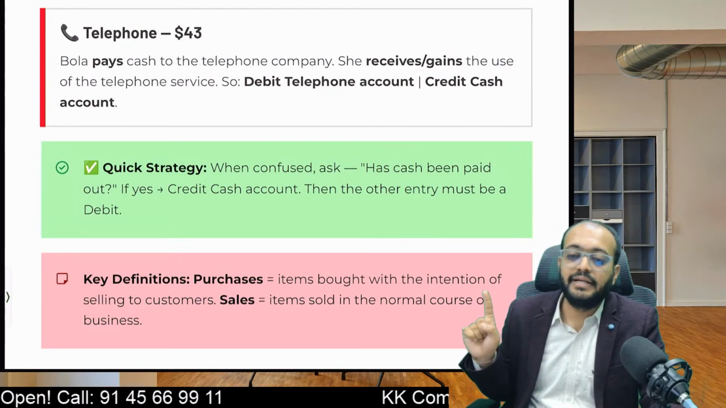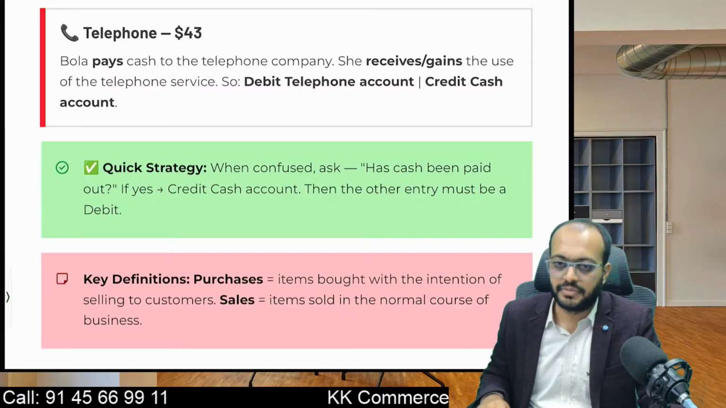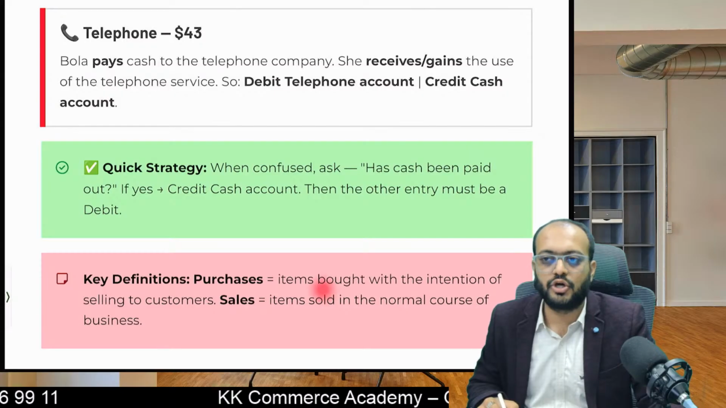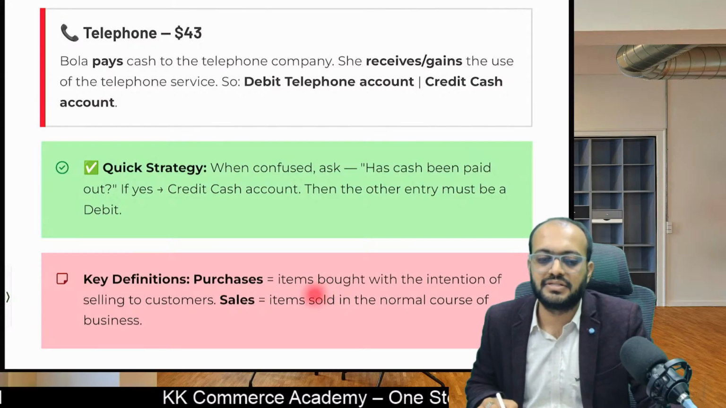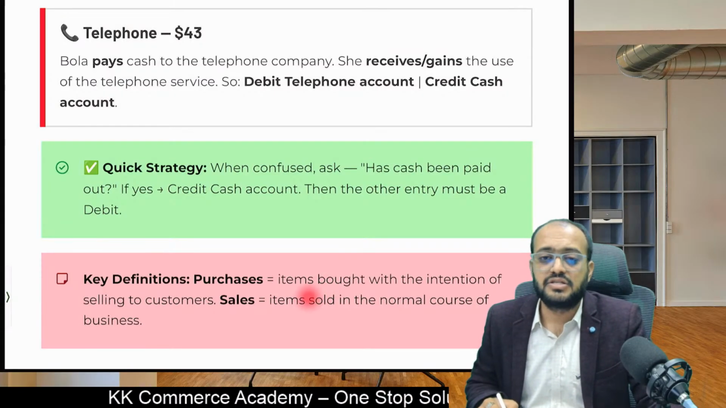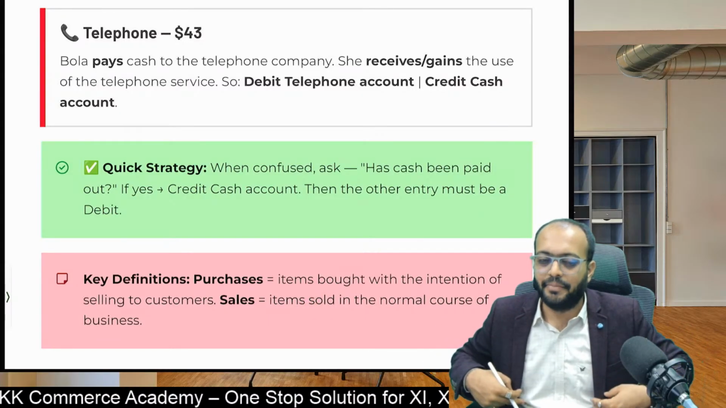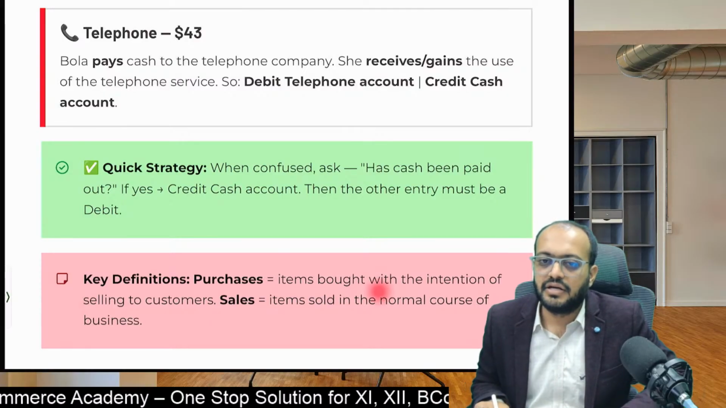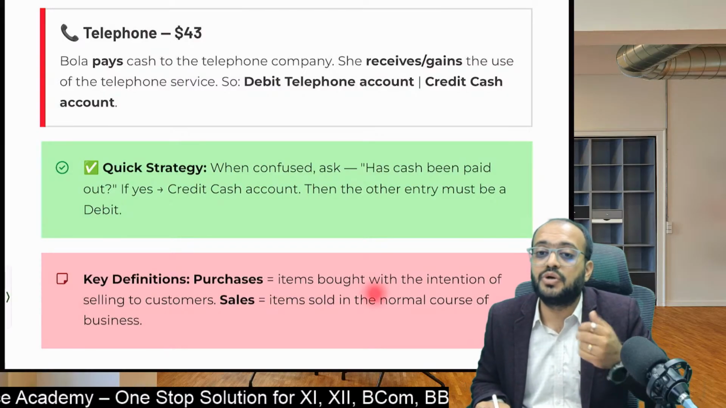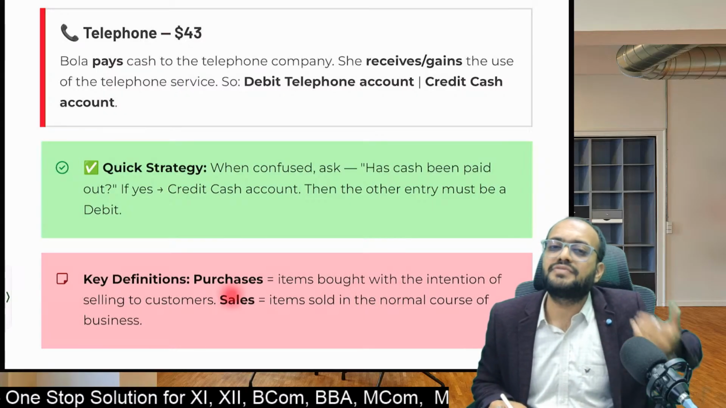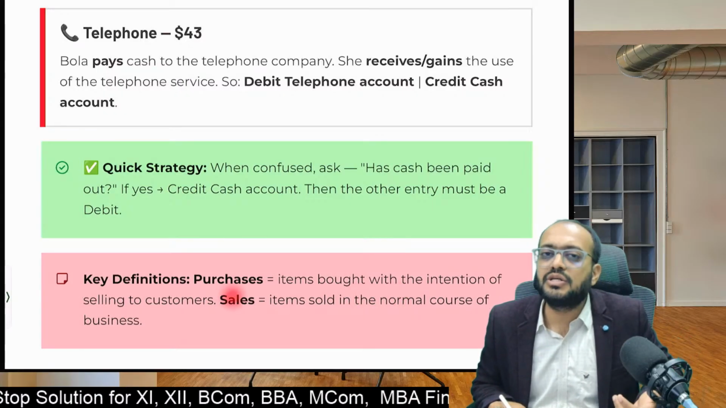Okay, and do remember purchases. Purchases means items bought with the intention of selling to customers. Students, do remember this term. Normally in our mind we use purchases to mean if you're buying anything, suppose, sir, I purchase a car. Wow, congratulations. But technically speaking, what is purchase? The items which you bought, why? With the intention of selling to customers. That is known as purchases.